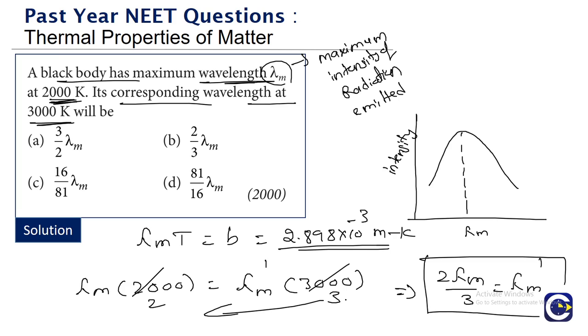So what is the corresponding wavelength at 3000 Kelvin? We can see it will be 2 by 3 times lambda m. It's decreasing. 2 by 3 times means it is nearly 0.67 times lambda m, right? That's what we said, right? As the temperature of the body is increasing, the corresponding lambda m value will be decreasing.